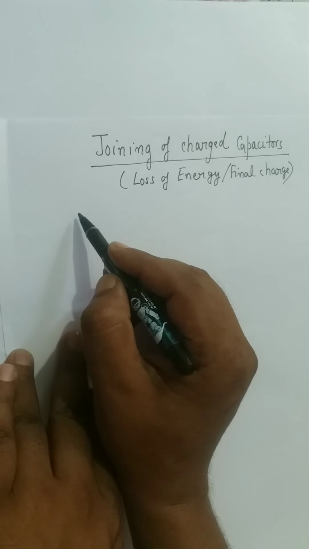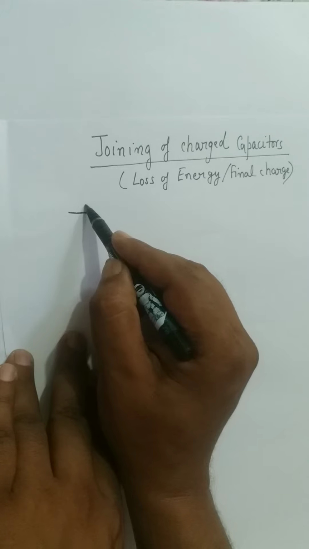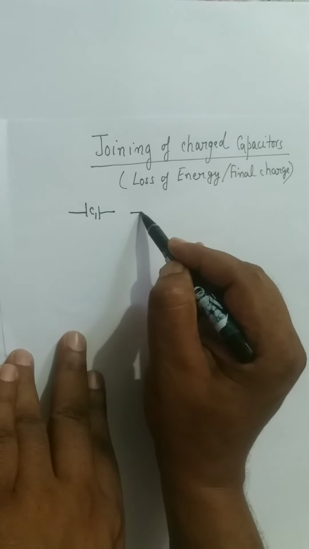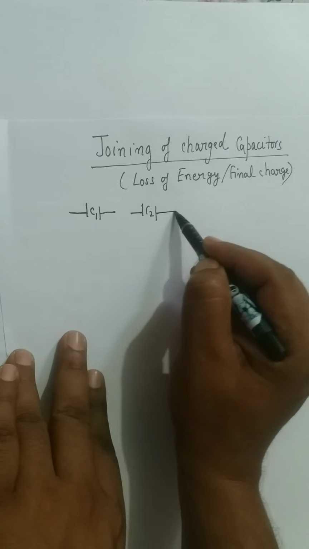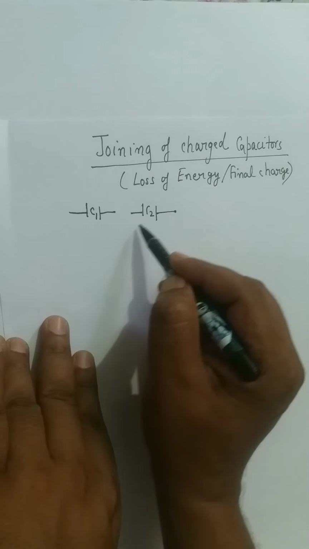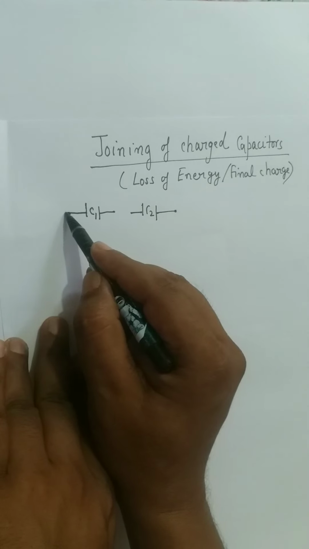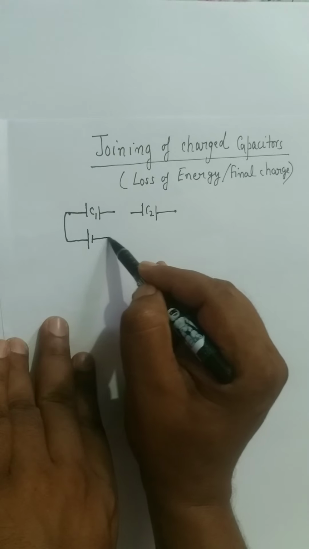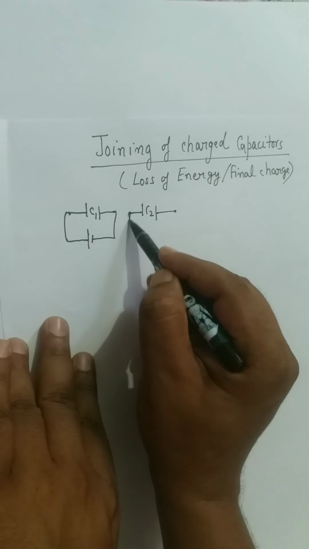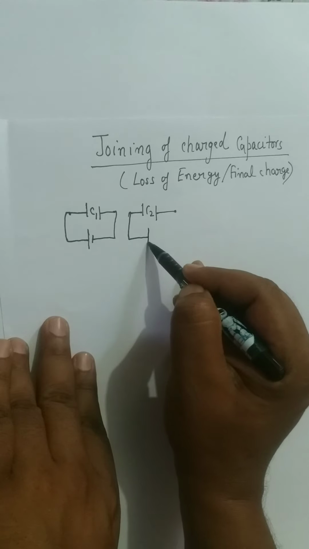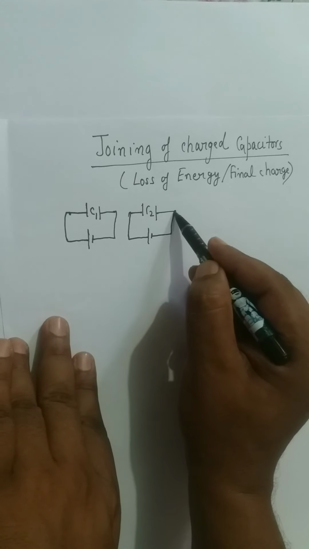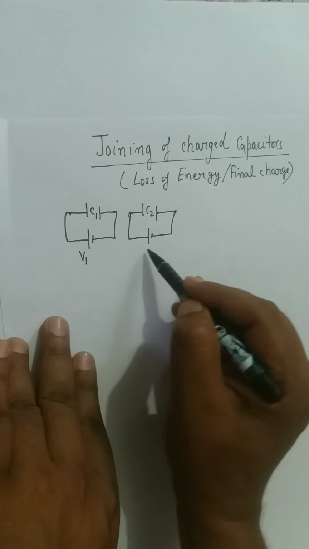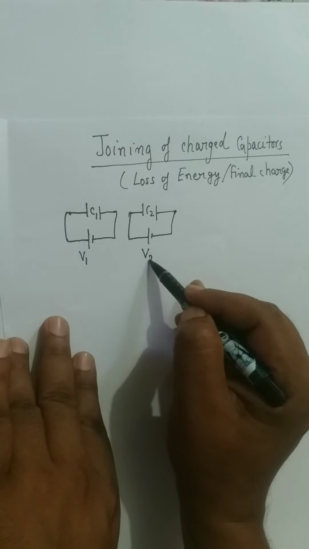Suppose we have two capacitors, C1 and C2. I charge them by connecting those capacitors to batteries in individual circuits. C1 is separately connected to a battery, and C2 is separately connected to some other battery. Let's say the battery with which C1 is connected is V1 and the battery with which C2 is connected is V2.